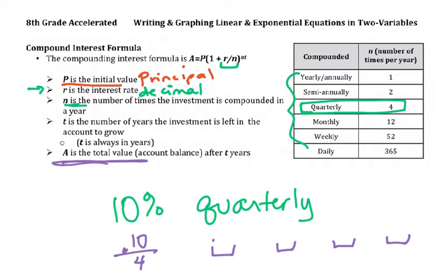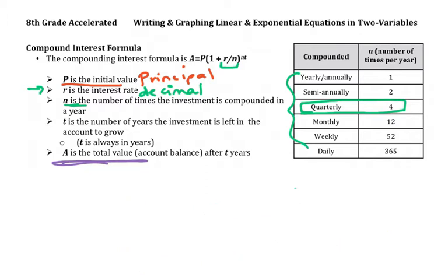So you'll get just 1/4 of that, so 2.5% is what that would be, or 0.025. So you just get a little piece at a time. You don't get it all together. And so that's the thing with the R divided by N. You're going to take the interest rate and you're going to divide it into a certain number of pieces.